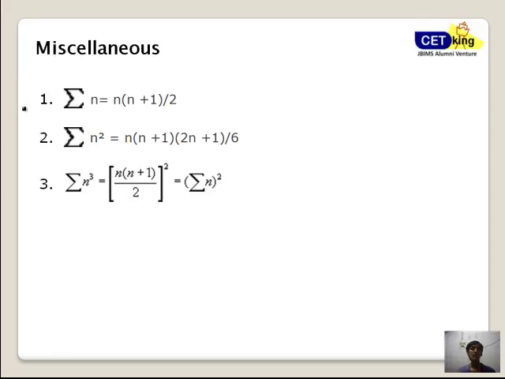So these are the few formulas that we must remember. The first one is the sum of the first n terms, which is given as n into n plus 1 by 2. The second one is the sum of the squares of the first n terms, which is equal to n into n plus 1 into 2n plus 1 by 6. While the third one is the sum of the cubes of the first n terms, which is given as n into n plus 1 by 2 whole square. Alright.